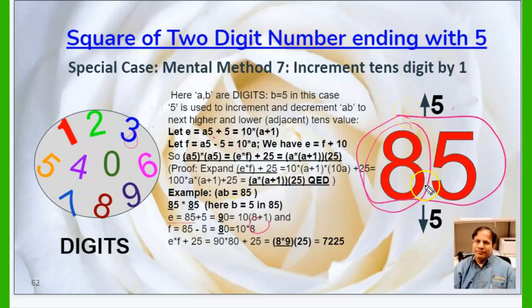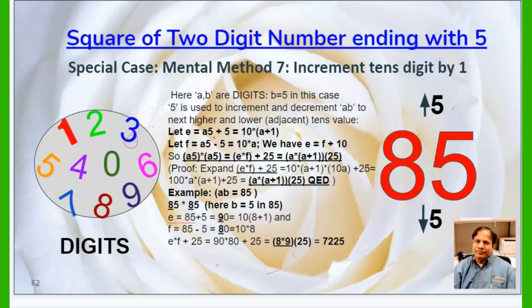So if I increment the left digit by 1, that is 9, and then we multiply the left digit with the incremented number. The tens digit, this is 8, is the tens digit. So we increment by 1 and multiply, so it is 8 times 9. And then we write 25 to the right, that is 5 squared, and so we end up with 7225.